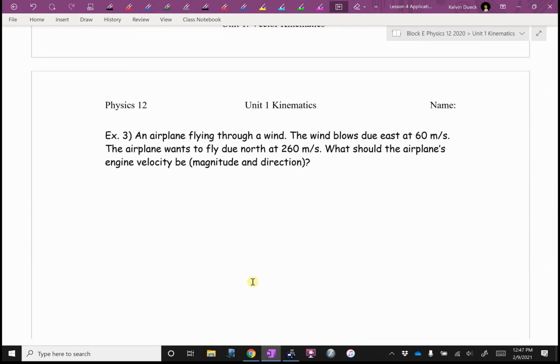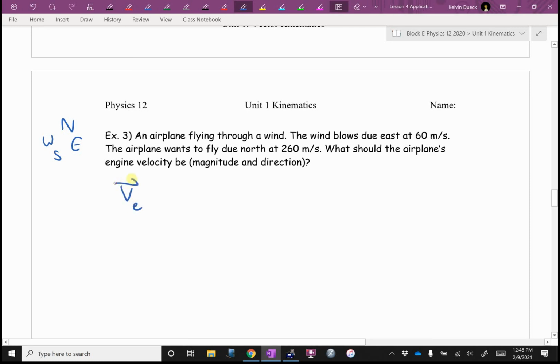An airplane is flying through a wind. The wind blows due east at 60 meters per second. I'm going to do a compass rose. The airplane wants to fly due north at 260 meters per second. That's what we want our ground velocity to be. What should the plane's engine velocity be? Magnitude and direction. So I'm going to argue we have an airplane in a crosswind.